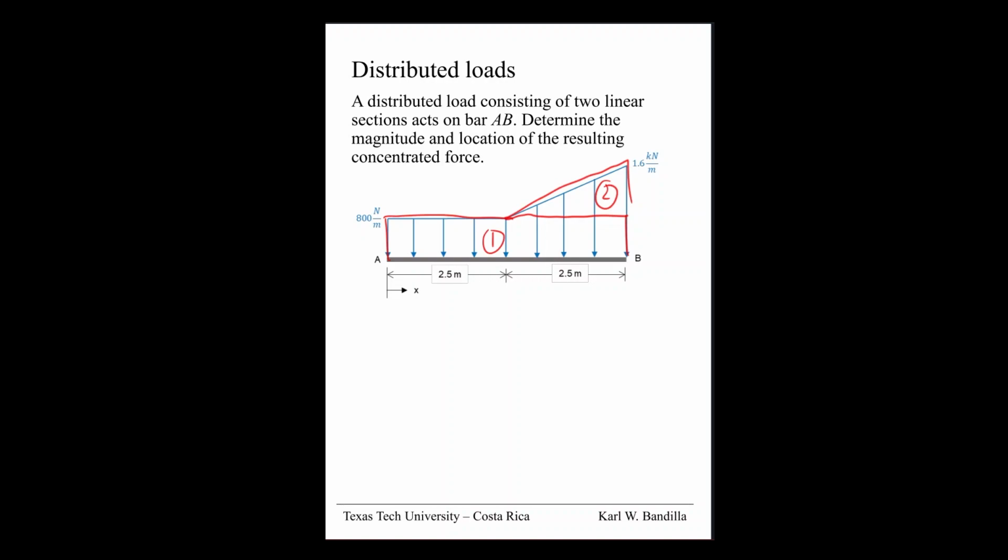All right, so if we want to get the resultant force for the rectangle, R1, then we know that length is just 2.5 plus 2.5, so 5 meters. And the loading is 800 newtons per meter, distributed load. So that will give us 4,000 newtons or 4 kilonewtons. That was my resulting force from the rectangle.